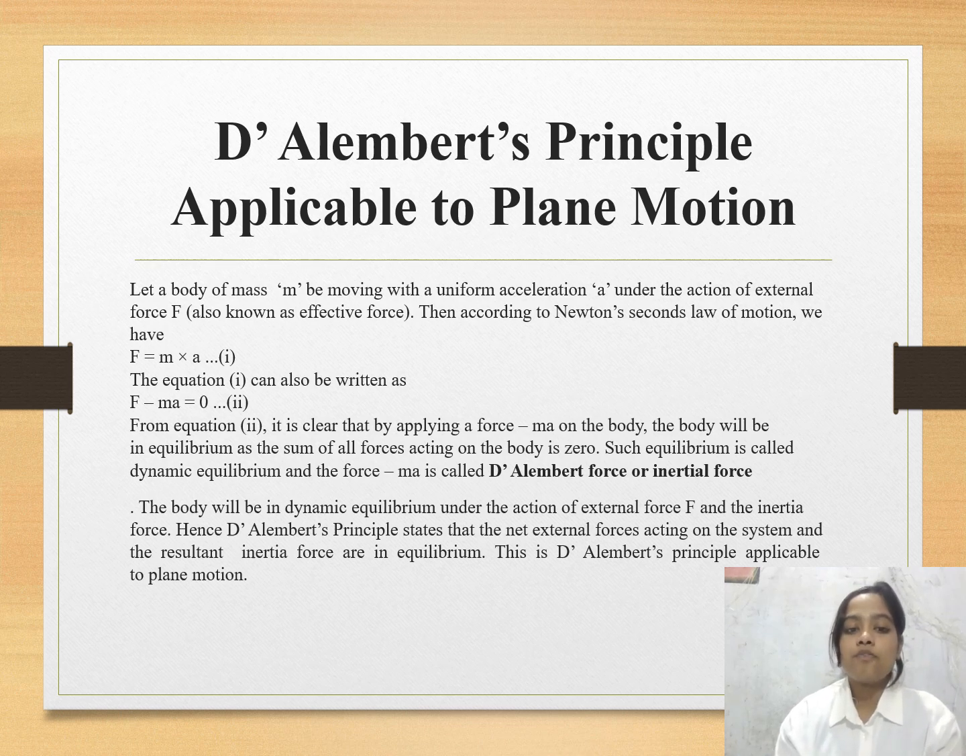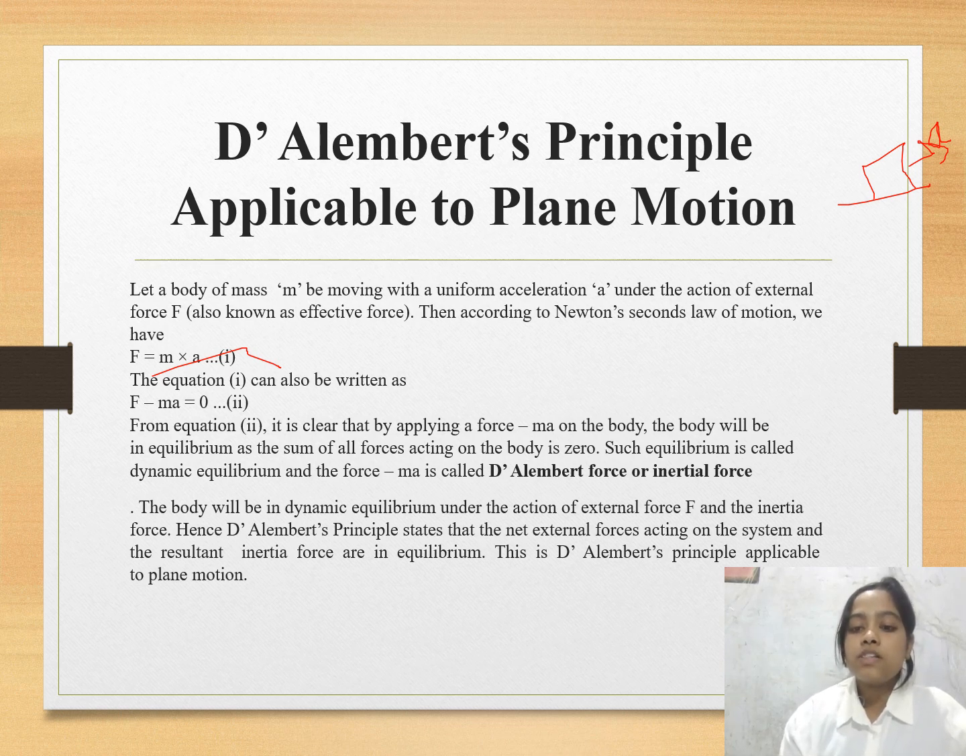Let's take a body of mass m moving with uniform acceleration under the action of the external force F. Then according to Newton's second law, we can write F equal to ma. Then equation 1 can also be written as F equal to minus ma, which gives a very clear equation, that the body will be in equilibrium as the sum of all the forces acting on a body is zero. We can see that.